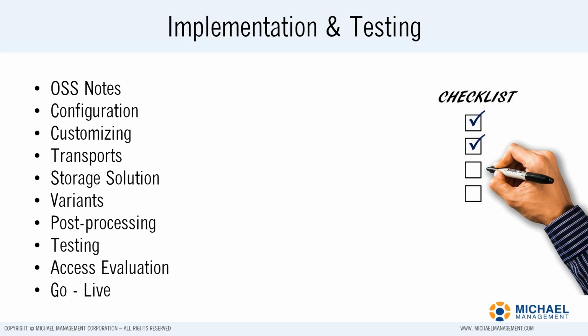OSS notes are just the de facto part of life with archiving. You can be on the latest enhancement pack, latest support pack. There's no shortage of OSS notes out there in the world in any area, and there certainly isn't with data archiving. So there needs to be a good review and make sure the archive objects are up to snuff.